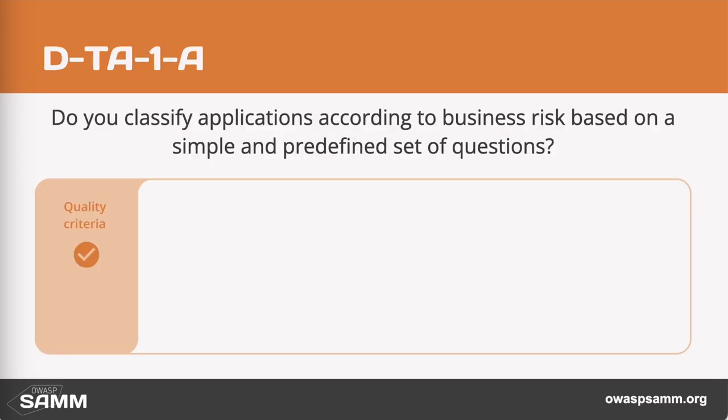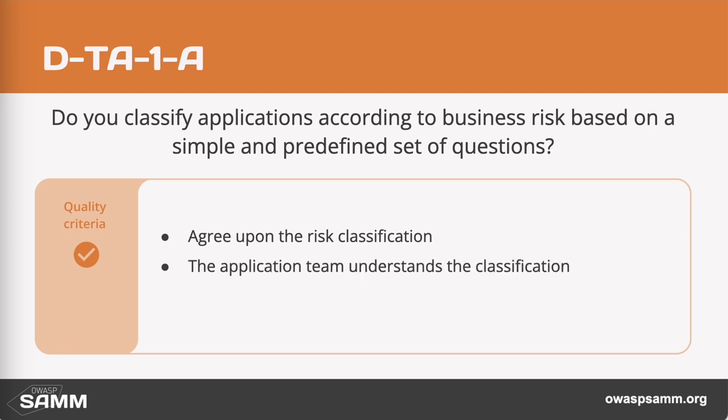Now, at level one, you should have a questionnaire that you leverage to classify applications. So the criteria for this one are, you have a risk classification scheme. For instance, NIST: high, medium, and low. Or whatever buckets you want to have. Each team knows and understands what the risk classification of their application is. You should also have an inventory of the applications that are in scope.